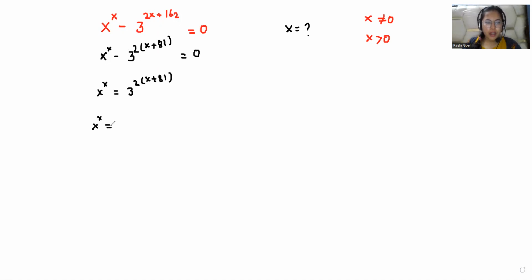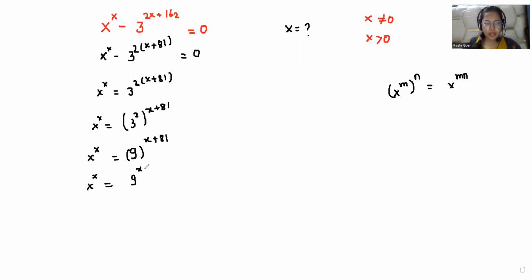According to the property of exponents, (x^m)^n is equal to x^(mn). So I can write this as 3^2 to the power x plus 81. Now x^x is equal to 9^(x+81), and x^x is equal to, I can break it as 9^x times 9^81.